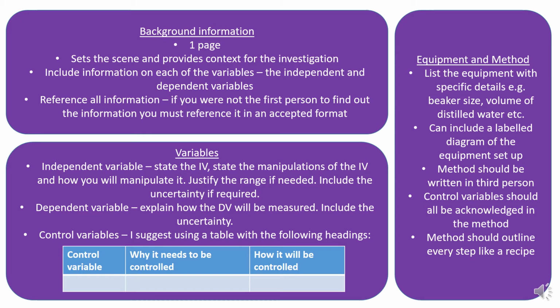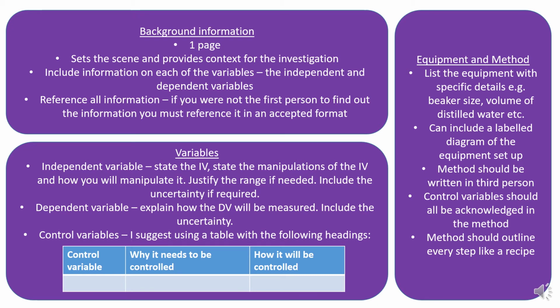You can include a label diagram of the equipment setup if you want to. Obviously, just take a picture and pop the labels in. The method needs to be written in the third person. You can't say, I will do this or I did this. It should be like reading a recipe from a book. And all of the control variables outlined in your variables section should be acknowledged in the method. So don't just assume that because they're already written down, the reader would know to control them.